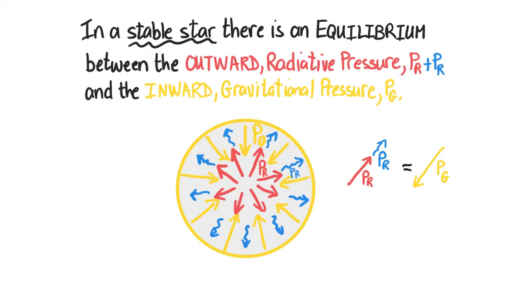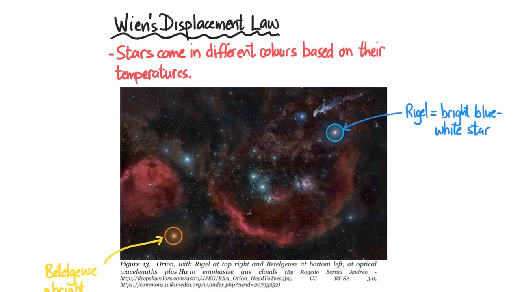So in a stable star, there's an equilibrium between the outward radiative pressure, the PR, against the gravitational pressure, which is acting inwards. So when there is a balance between the outward radiative pressure and the inward gravitational pressure, then there is equilibrium, and therefore one has a stable system and a stable star.